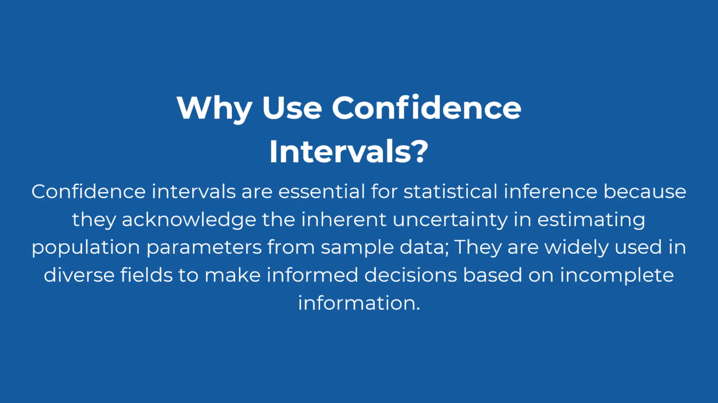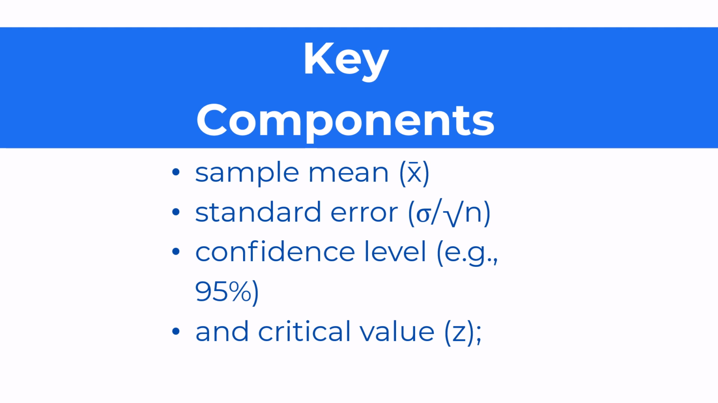So why do we need to use confidence intervals? Basically, we want to use confidence intervals to perform statistical inference, because they acknowledge the inherent uncertainty in estimating population parameters from the sample data. It is widely used in diverse fields to make informed decisions based on incomplete information. That's why we use confidence intervals.